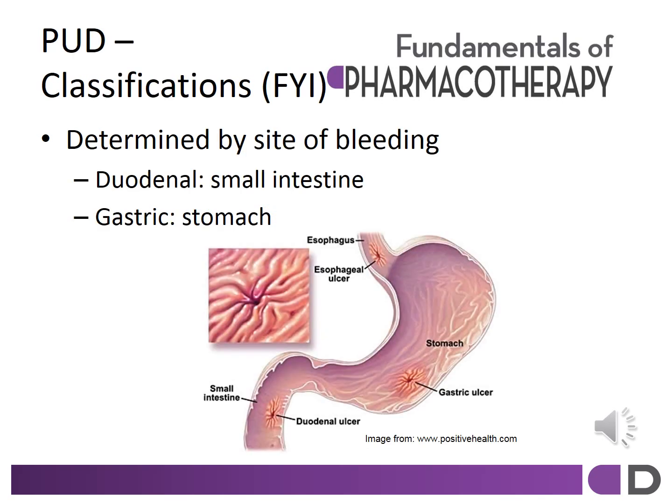This slide is just an FYI for your information. It's talking about how ulcers are named based on their site of bleeding. So an ulcer in the small intestine is called a duodenal ulcer, and an ulcer in the stomach is called a gastric ulcer. You'll also see in the top there's one in the esophagus, and that would be an esophageal ulcer.